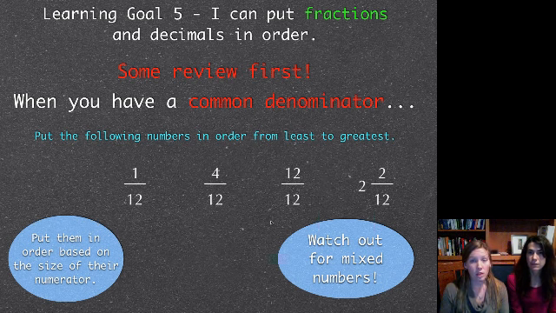So when I put these fractions in order from least to greatest, and it's really important to look at what this says, otherwise you might have them completely backwards. I've done it. Oh, yes. 1/12, 4/12, 12/12, and 2 and 2/12.